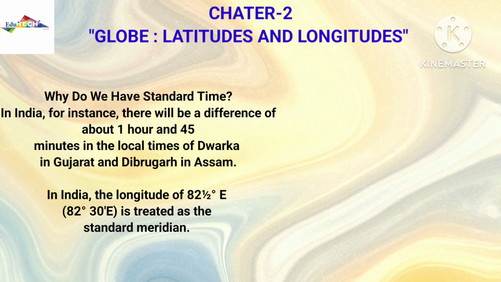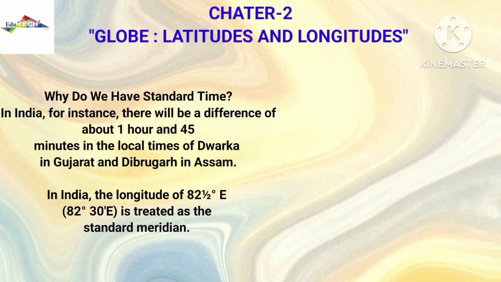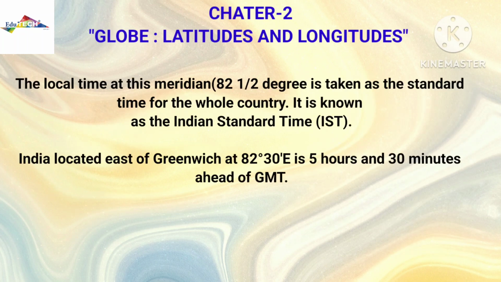Why do we have standard time? In India, for instance, there will be a difference of about 1 hour and 45 minutes in the local times of Dwarka in Gujarat and Dibrugarh in Assam. In India, the longitude of 82.5 degrees east is treated as the standard meridian. The local time at this meridian is taken as the standard time for the whole country. It is known as Indian Standard Time.